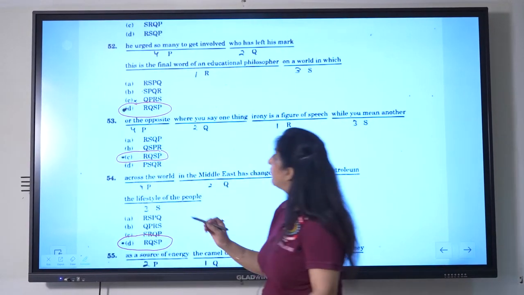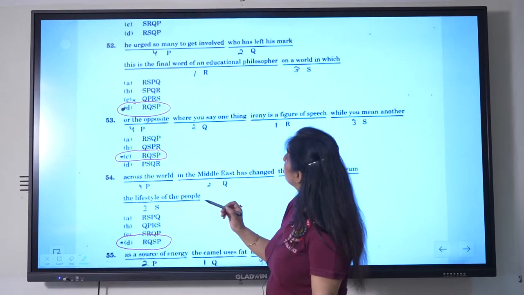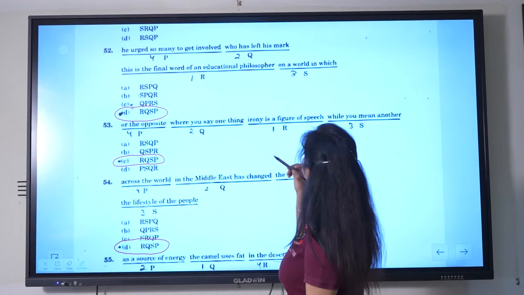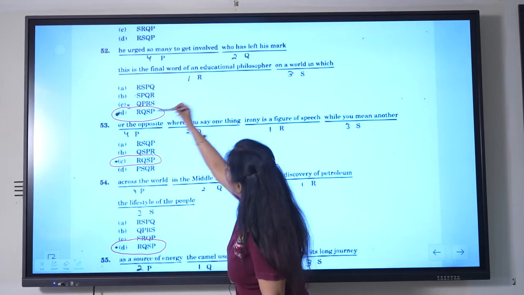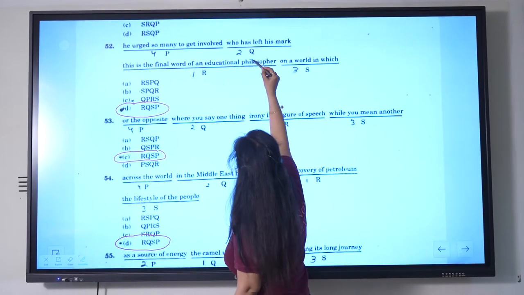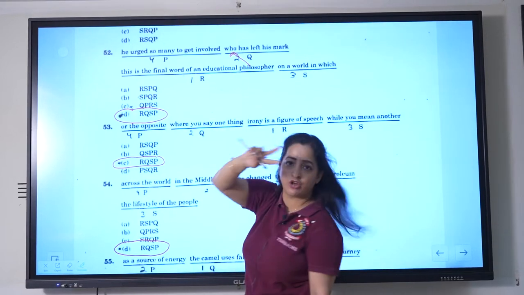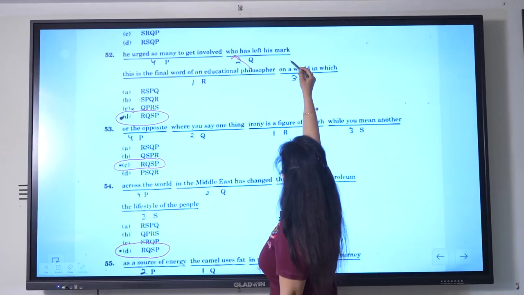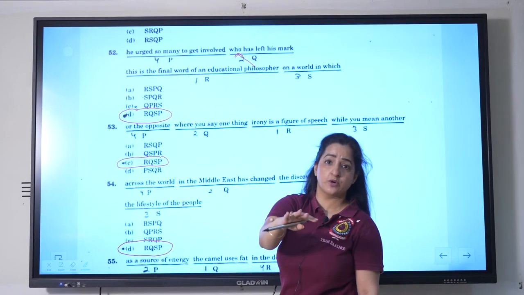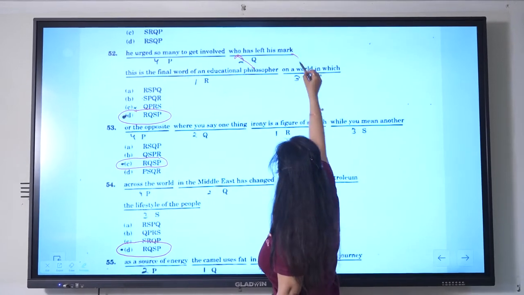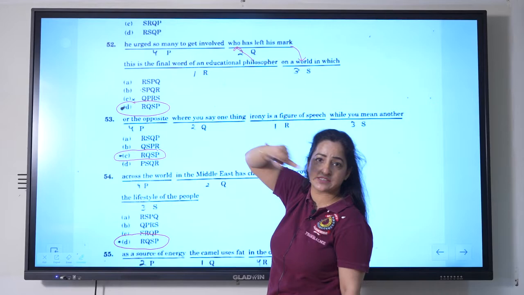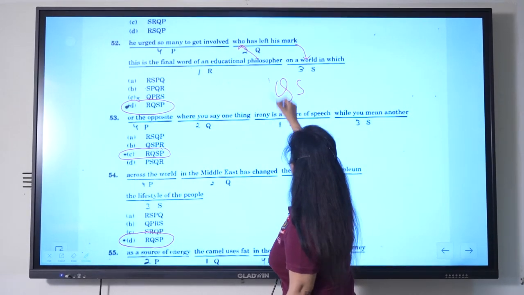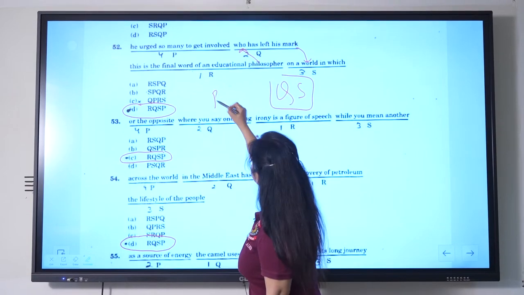Let me explain now. Why 52 Delta? This is the final word of an educational philosopher who has left his mark. So this philosopher and who goes together? Philosopher who? That's combining. And left his mark, do we not say, is dunya pe chhaap chhod ke jana hai? So mark where? Nishan kaha choda? World pe. So that's the connection, mark on the world. So that's how Q and S is a pair. R and Q is a pair.